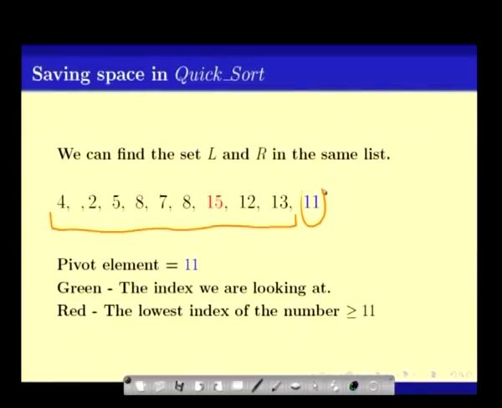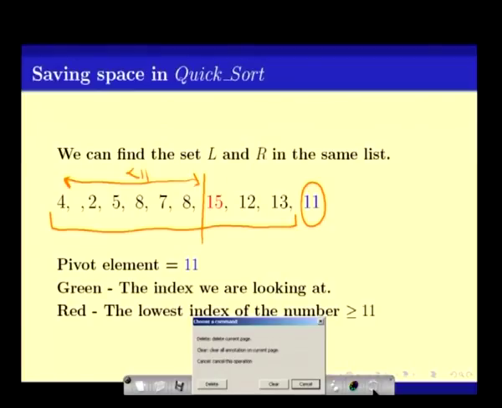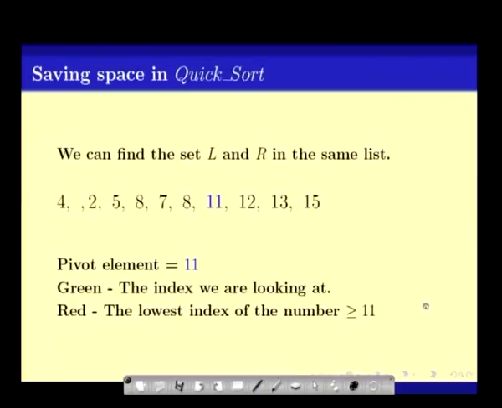We have the 11 which is the pivot, and we have this list which has been split into two parts, with a red marker: right of it is greater than 11, and anything left of the red marker is strictly less than 11. All we need to do now is swap 11 and 15. If we swap 11 and 15, 11 goes to the pivot position and we have split this set into two halves, one less than 11, one greater than 11.